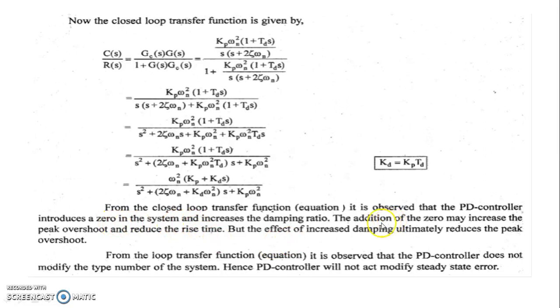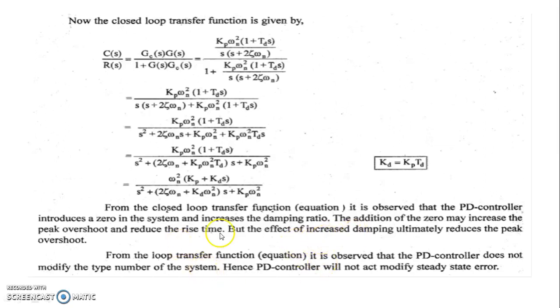The addition of a zero, because zero is nothing but this term. These are the poles and these are the zeros. So in this case the zero term is increasing, and it increases damping. From this we can find the damping. The addition of a zero may increase the peak overshoot. Already we know what peak overshoot is. And it reduces the rise time. We are taking this again in the time domain specifications, to see the effect of how the values of peak overshoot and rise time change.